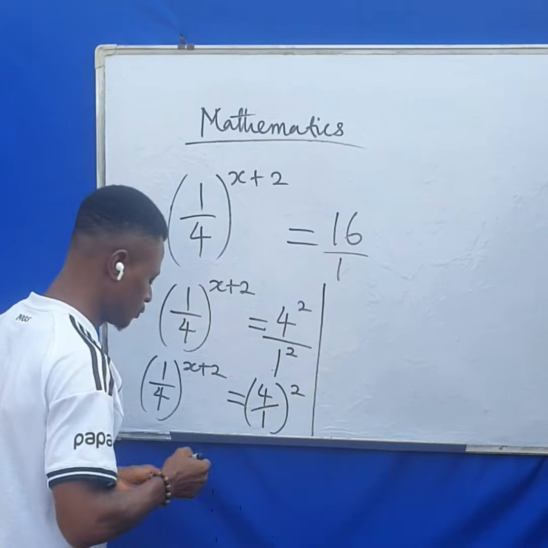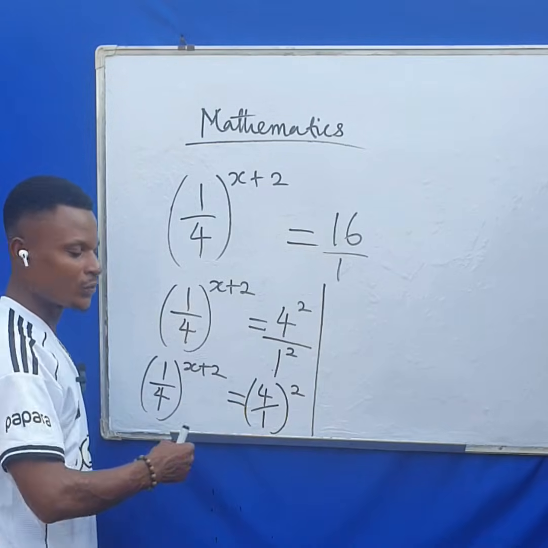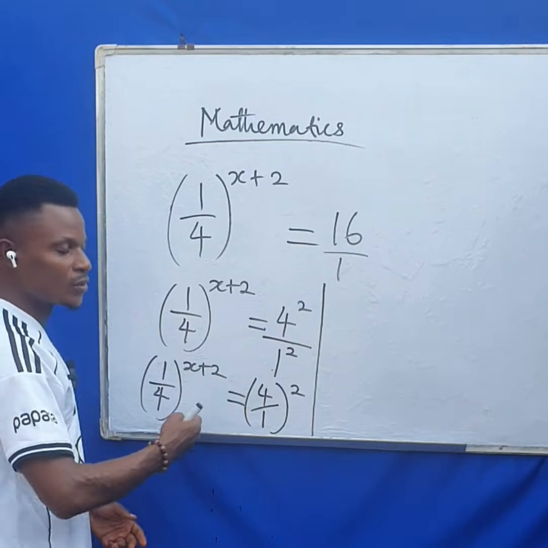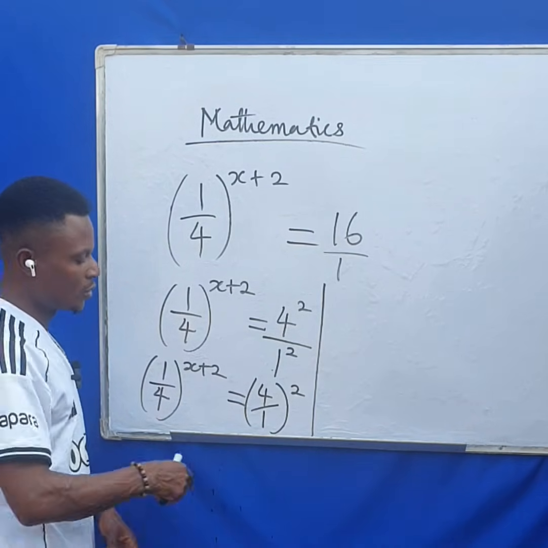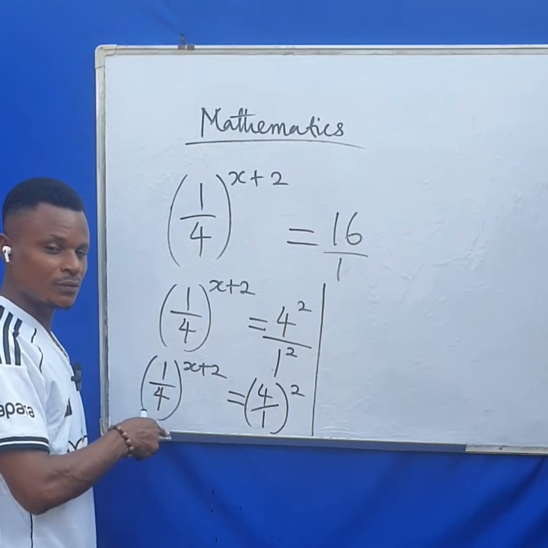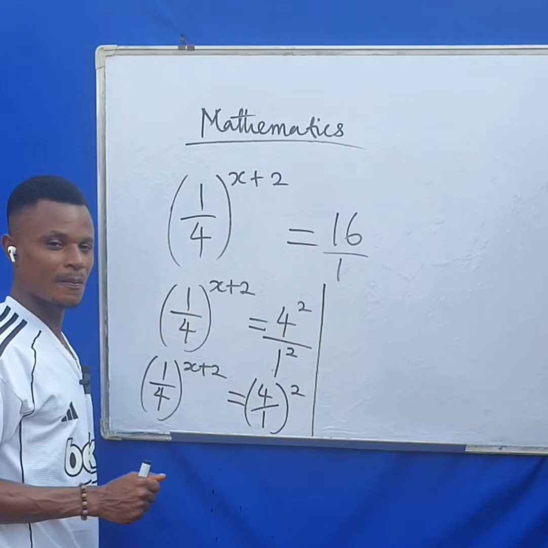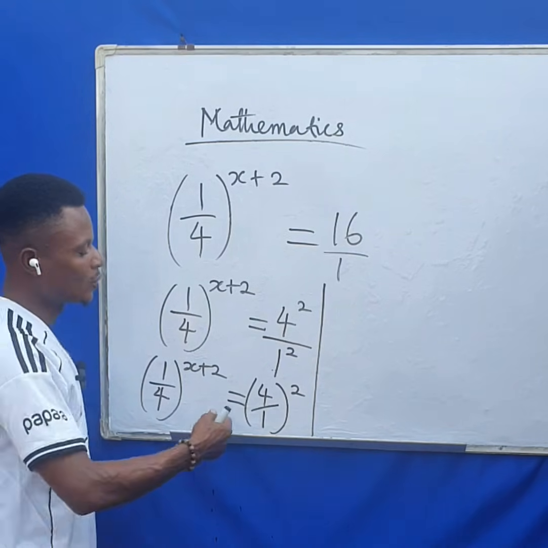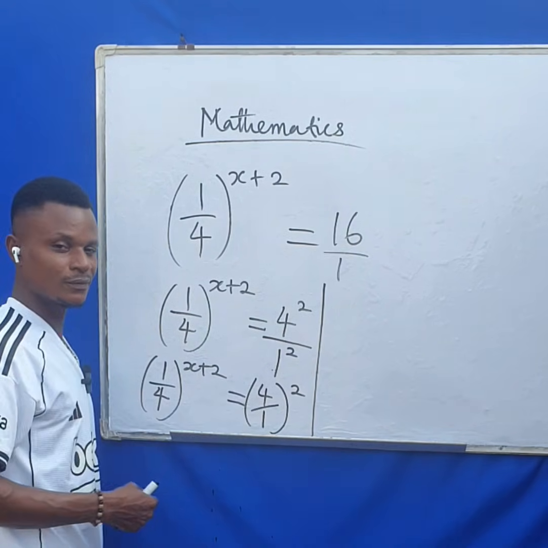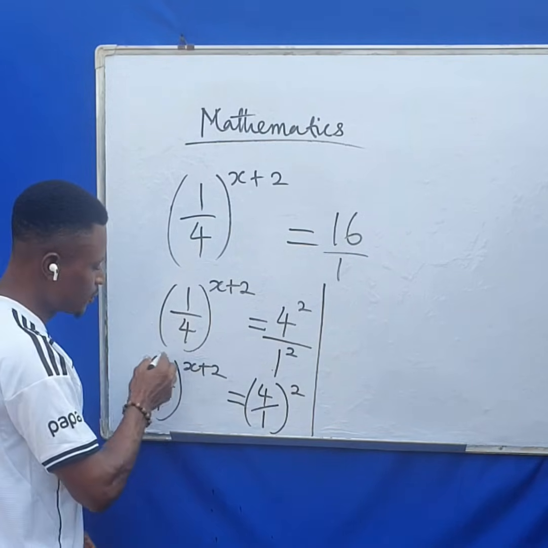Now, if you look at the two sides of the equation, you can see that the bases look so much alike, but this one is the reciprocal of this other one. What you are going to do is make them exactly the same. And how do we do that? We are going to turn this one upside down. When we turn this upside down, this is what you are going to have. Let me rewrite this.